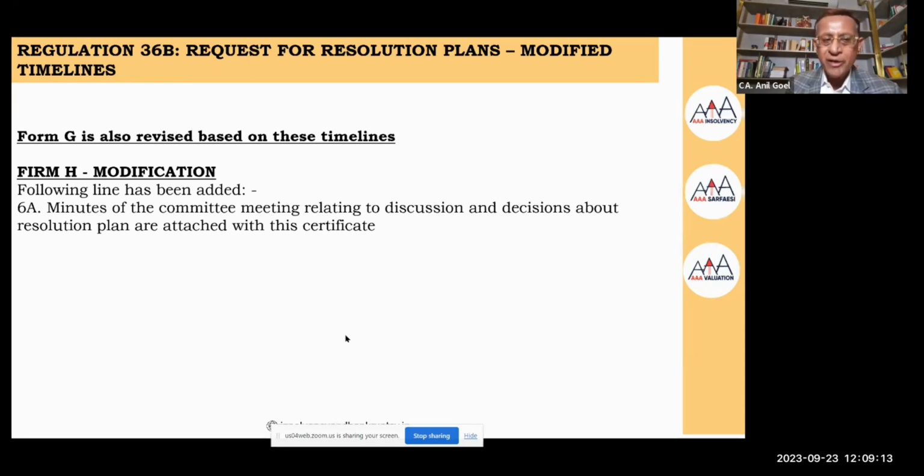Similarly, Form H has been modified regarding the minutes of the meeting where the resolution plan was considered. That has to be attached along with Form H as an annexure.